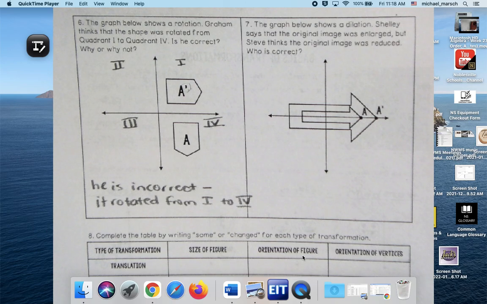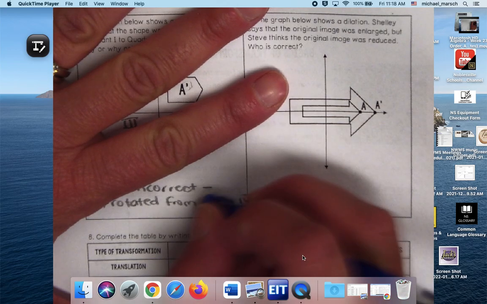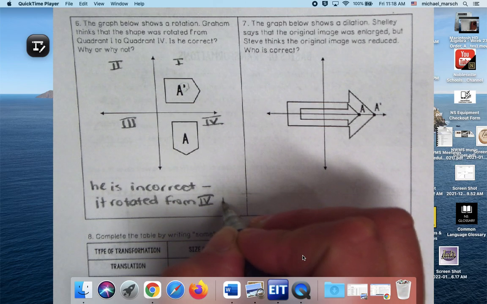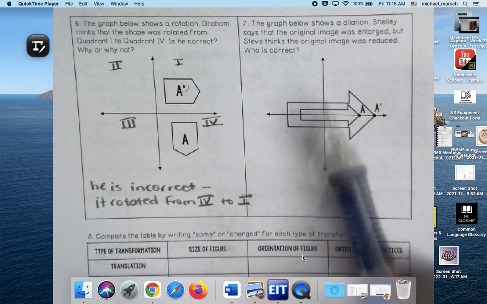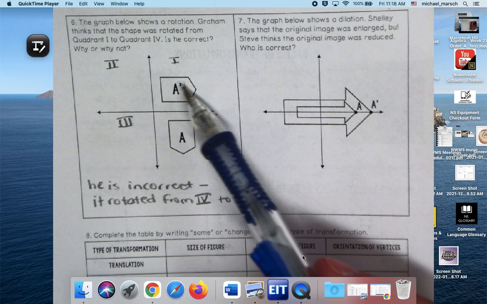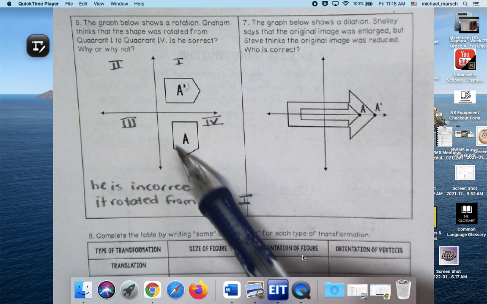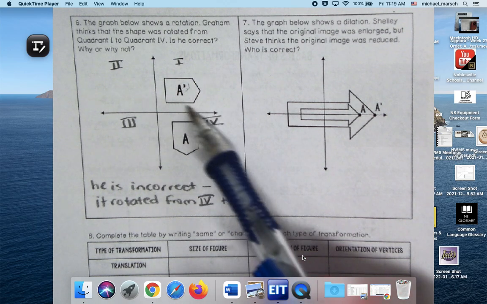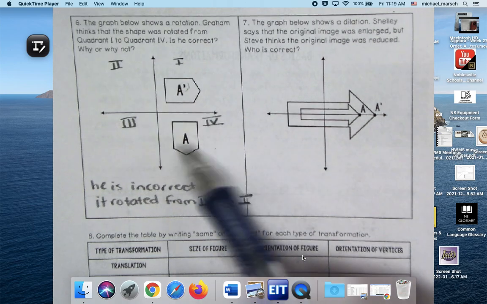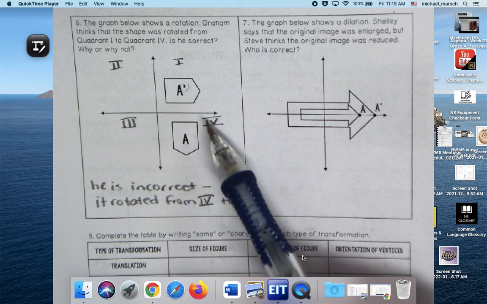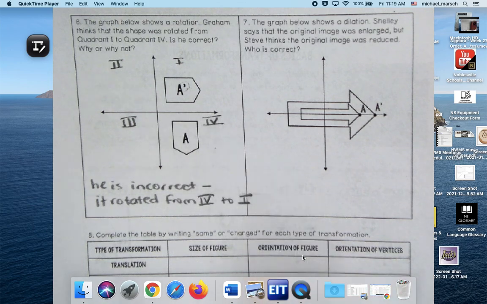Wait, what do you mean it rotated from? Oh, it should say 4 to 1, shouldn't it? Rotated from 4 to 1. These are Roman numerals. What do you mean 4 to 1? Because it didn't actually go from 1 to 4. It went 4 to 1 because this is our pre-image because there's no apostrophe. And this is our image, right? So this is where it started, and this is where it finished. So it either went 270 or it went counterclockwise 90, but it definitely did not go from 1 to 4.